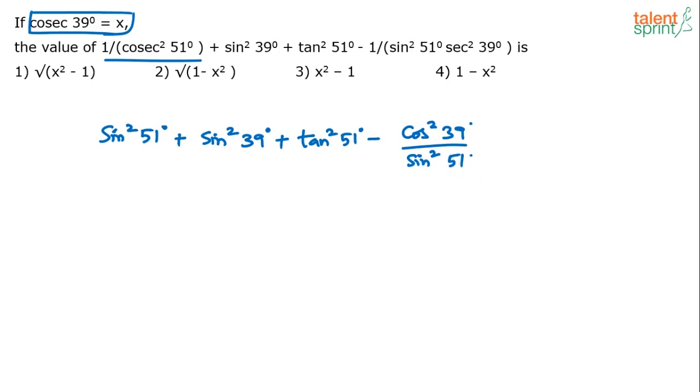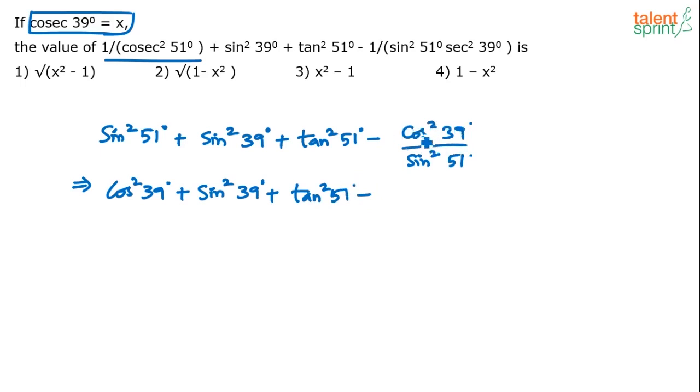So now simplify. Sine square 51 will become cos squared 39, because this is like sine of 90 minus 51, and sine of 90 minus 51 is cos 39. So this will be like cos squared 39 degrees plus sine squared 39 degrees plus tan square 51 as it is. Tan squared 51 minus, what can be done with this? Cos square 39 can be taken as sine square 51.